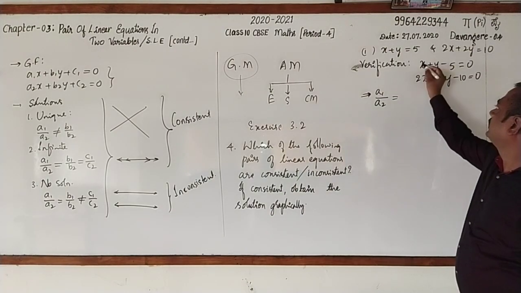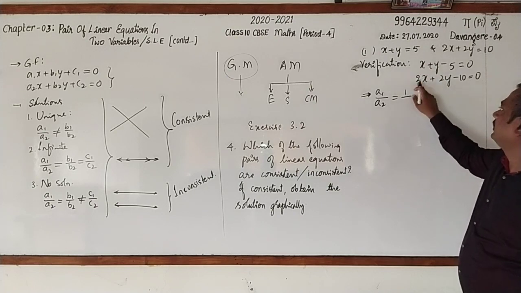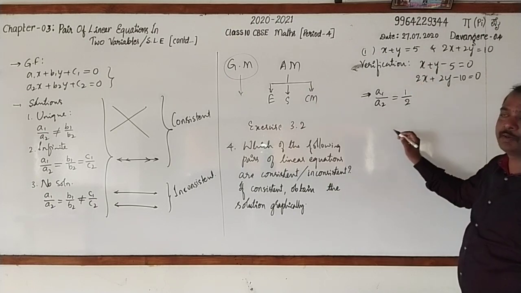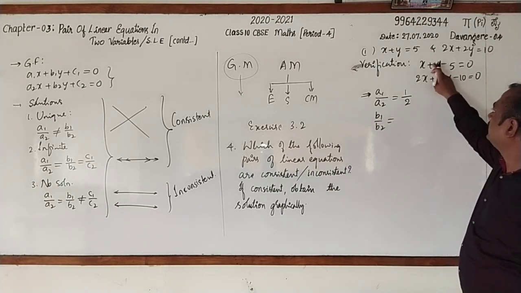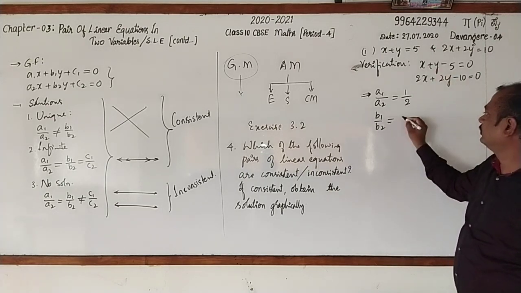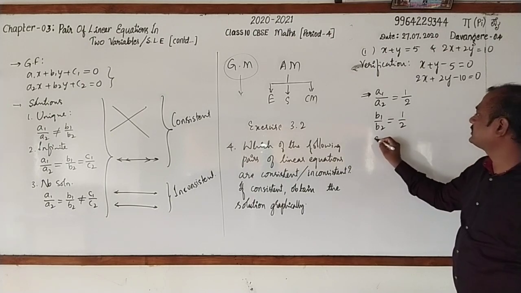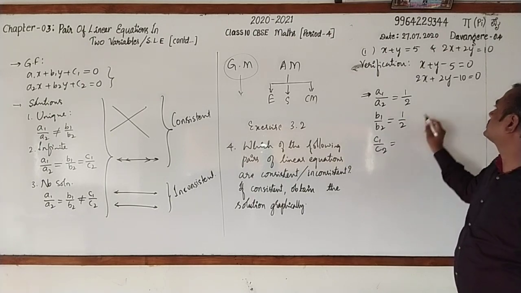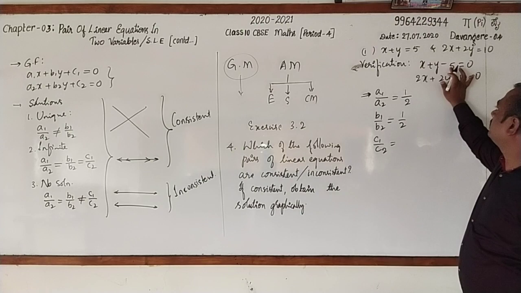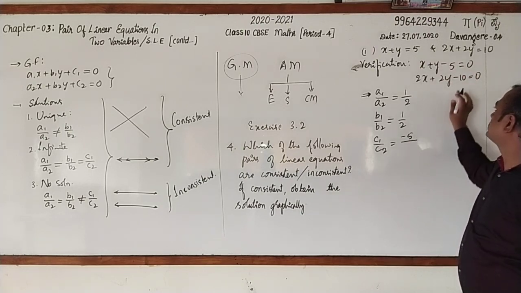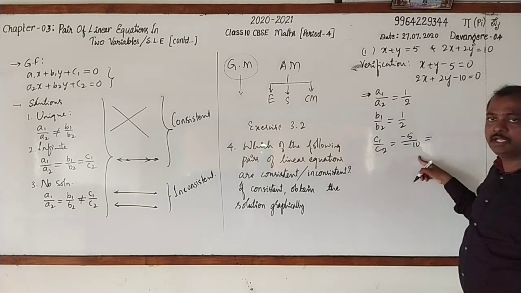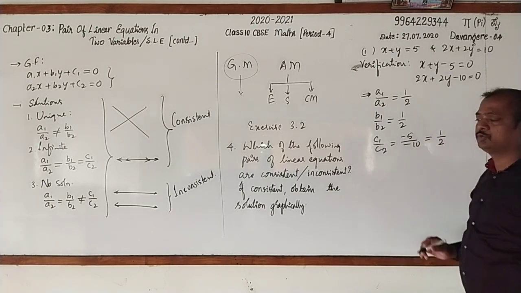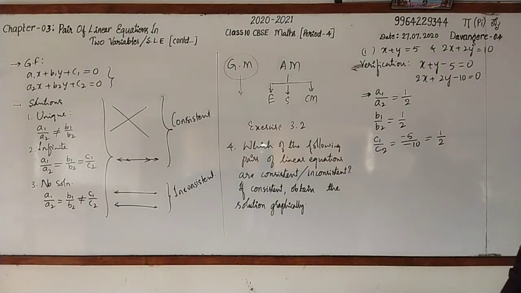a1 by a2, a1 is 1, a2 is 2, it is 1 by 2. Then b1 by b2, observe it, here is 1, here is 2, 1 by 2. And c1 by c2, this is equal to, observe, in c1 place minus 5 is there, in c2 place minus 10. Minus gets cancelled, 5 by 10 will remain, 5 ones are 5, 5 twos are 10. Hope that you have understood.